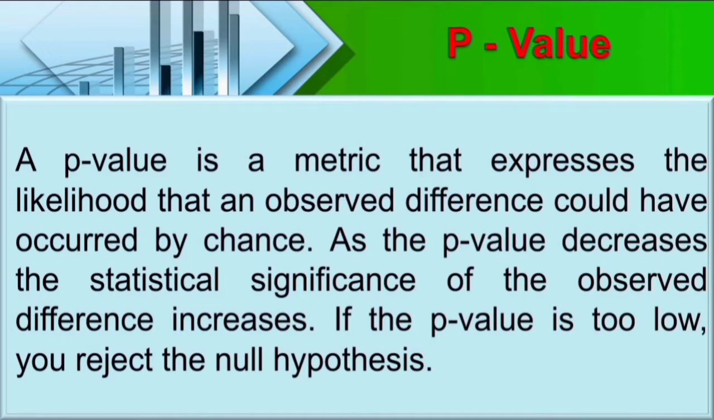P-value. A p-value is a metric that expresses the likelihood that an observed difference could have occurred by chance. As the p-value decreases, the statistical significance of the observed difference increases. If the p-value is too low, you reject the null hypothesis.